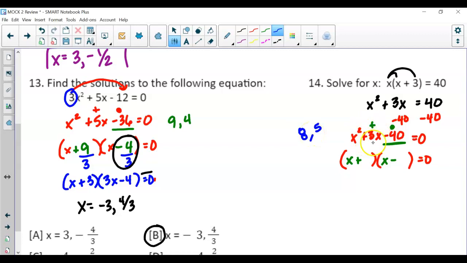But what's going to add to or subtract to get us +3? That needs to be positive. 8. So 8 minus 5, +3. 8 times -5, -40. But again, we are solving. So x is equal to -8 and +5.